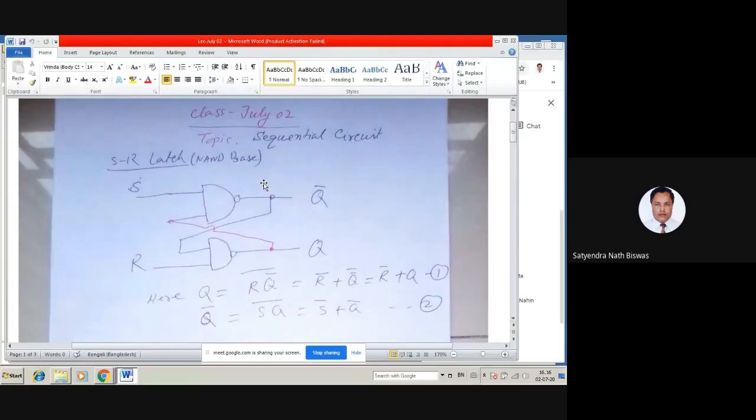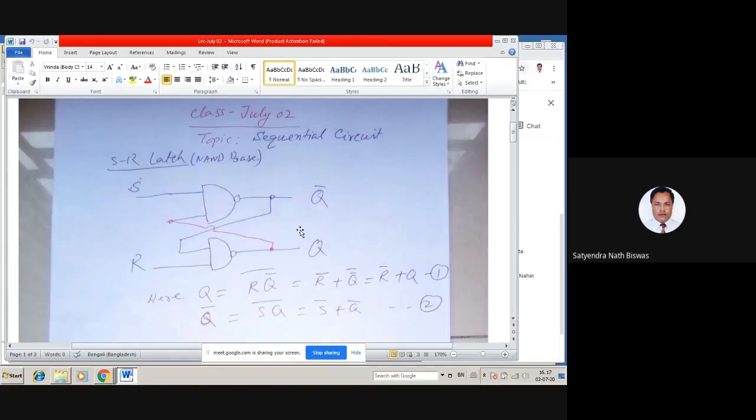how this does it works. The output depends not only on the input but also on the output, right? Sequential circuit output depends করে not only the input signal but also depends on the output signal, because there is a feedback, and that is the most simplest sequential circuits is SR latch, and this one is NAND based.